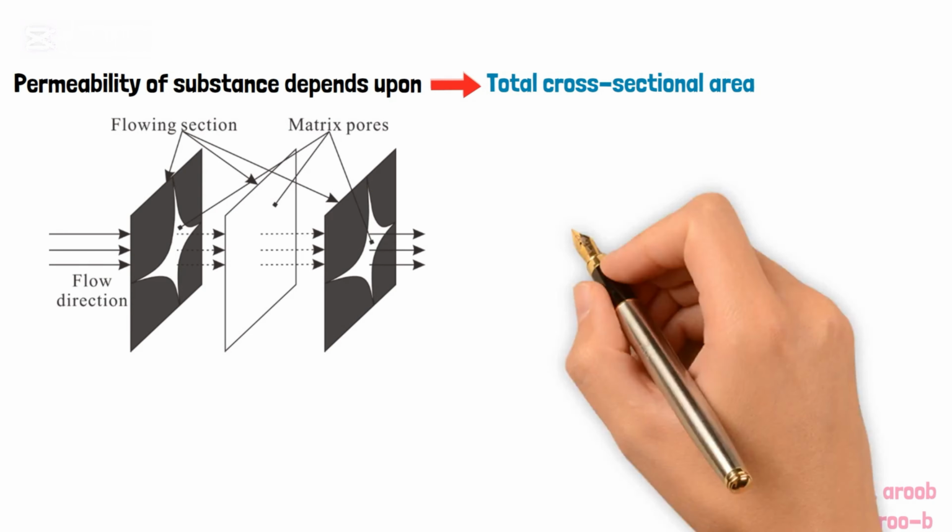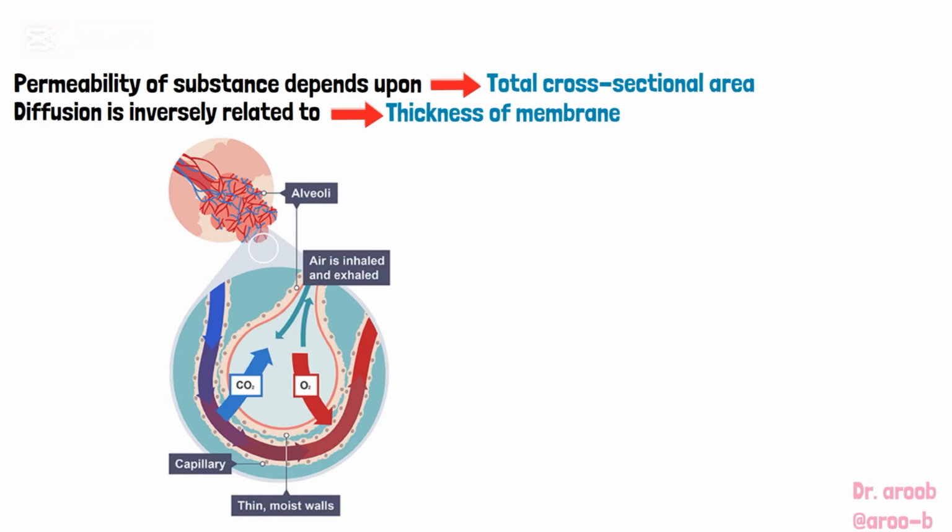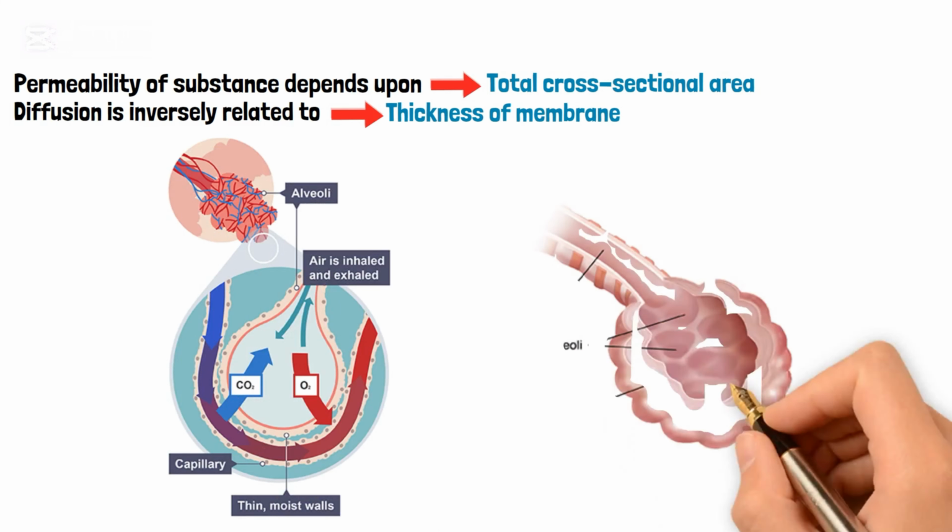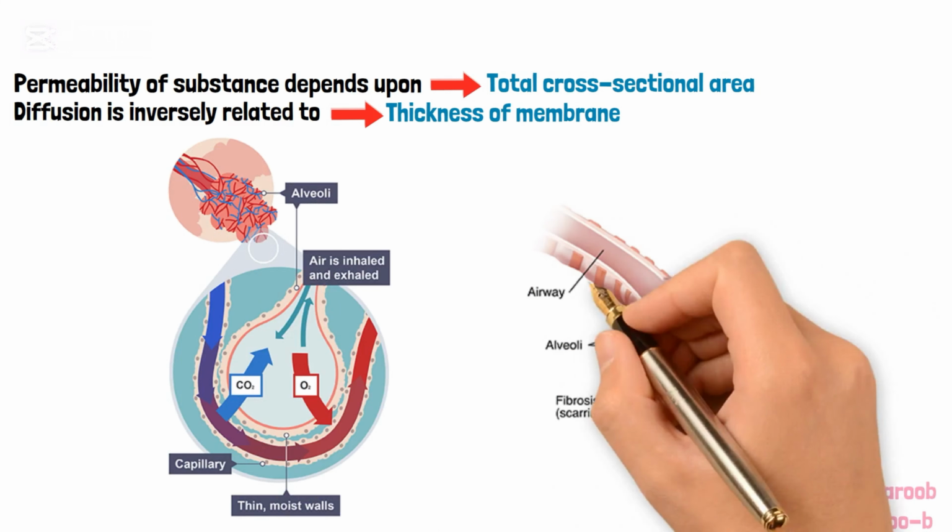Diffusion is inversely related to the thickness of the membrane. The alveolar membrane in the lungs is extremely thin, which is crucial for efficient gas exchange. Conditions that thicken the alveolar membrane, like pulmonary fibrosis, can impair gas diffusion.